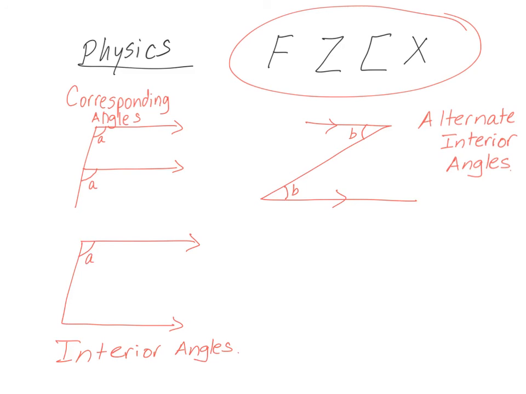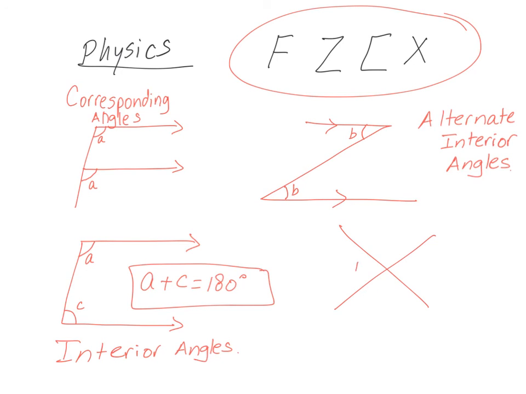So this would be A and maybe C. Here they add up to 180. This is the only property where you've got to do some algebra. And the last one is intersecting, which is the railroad sign. You can remember it that way.